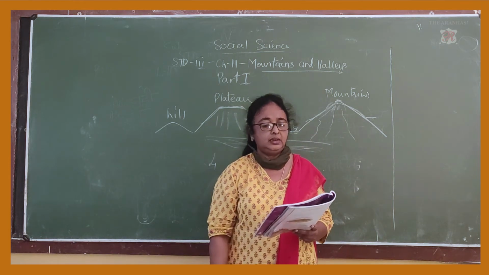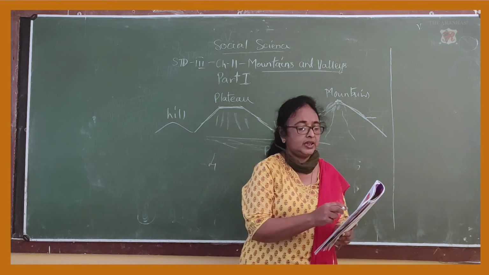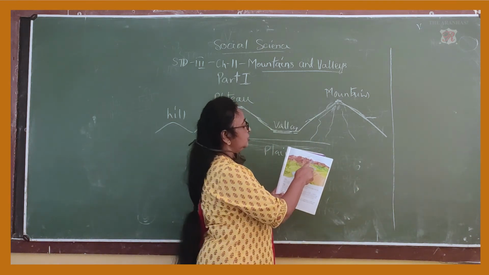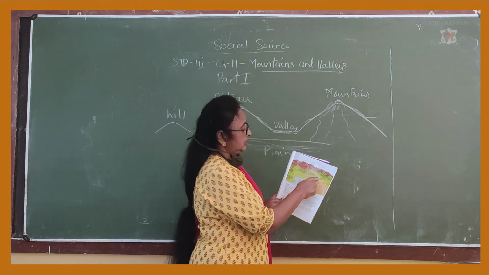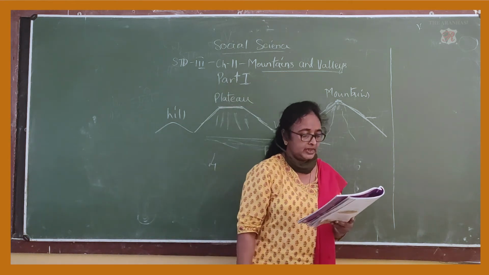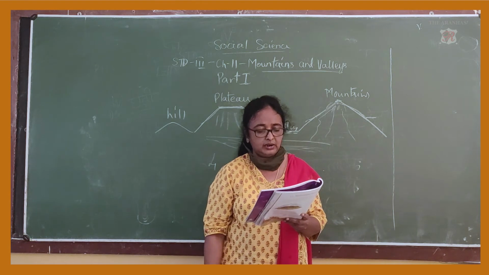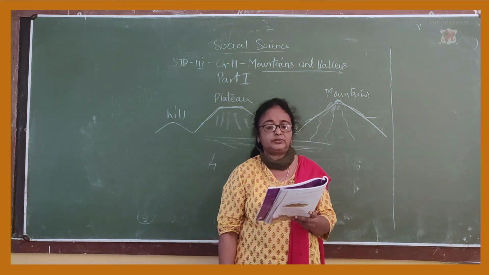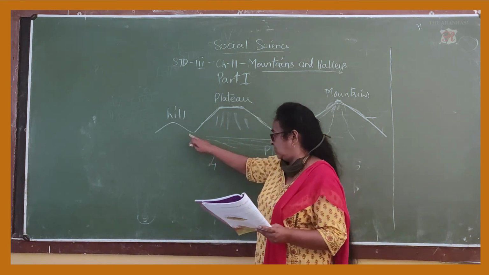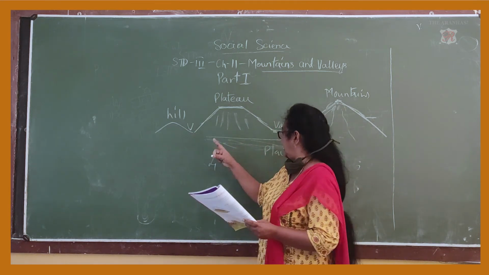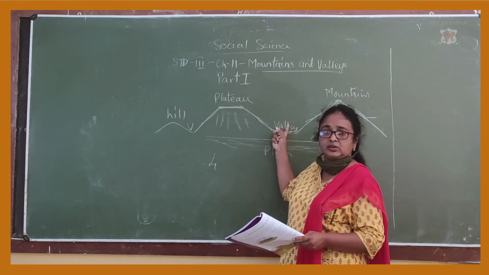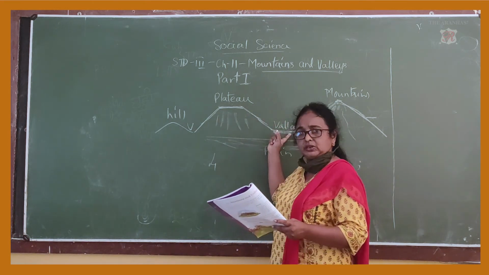Now valley. Now we'll see the valley here. See, the picture also shows this. Two mountains here, and the middle space is what? Valley. Okay, this is called a valley. A valley is the low land between hills or mountains. When it is between hills, this also is a valley. This part is also a valley, whereas this part is also a valley, when it is hill or mountain.